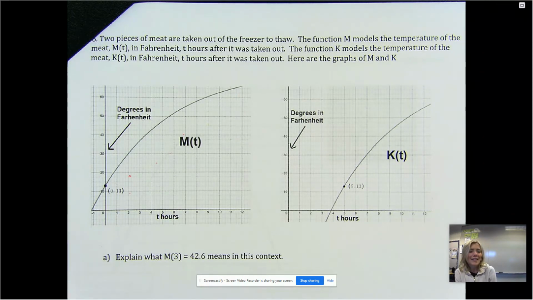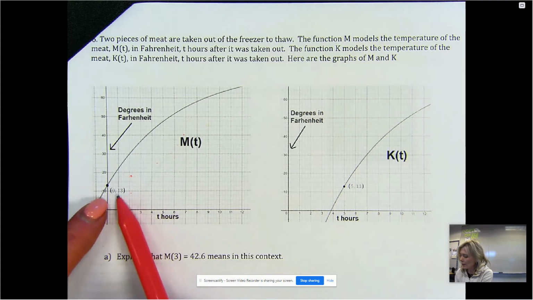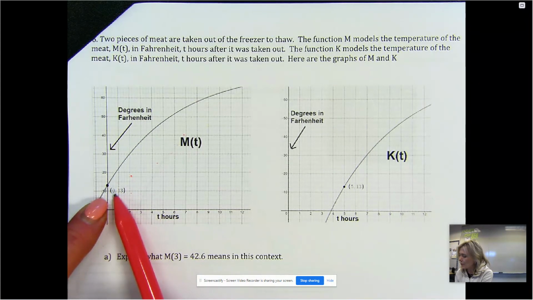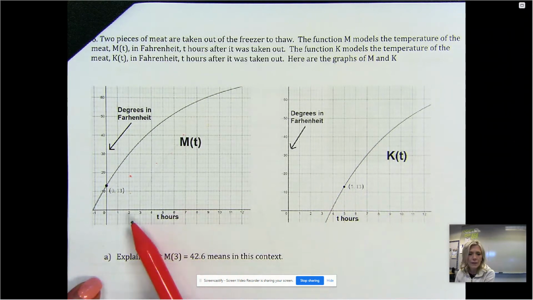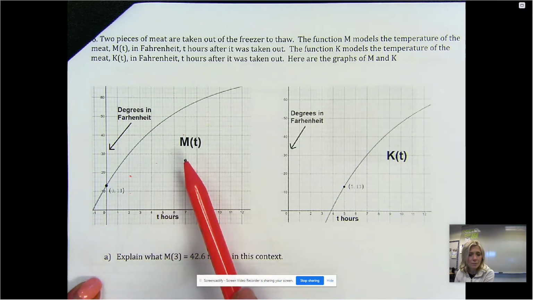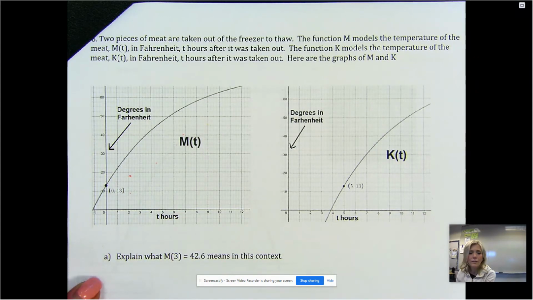All right. So I noticed that they both have this 0, 13 and then 5, 13. Okay, and then the temperature is increasing because the meat is thawing.